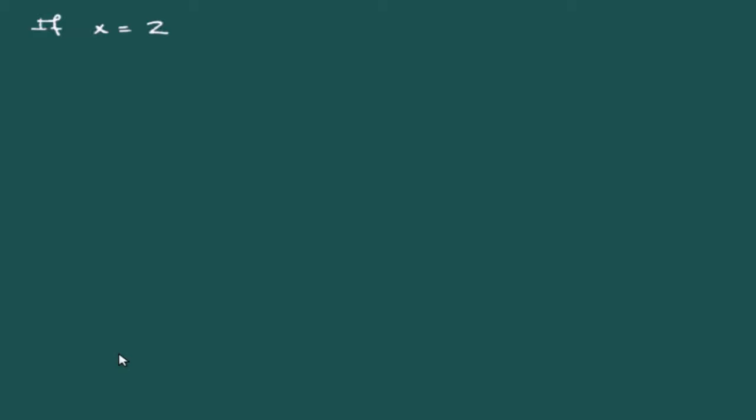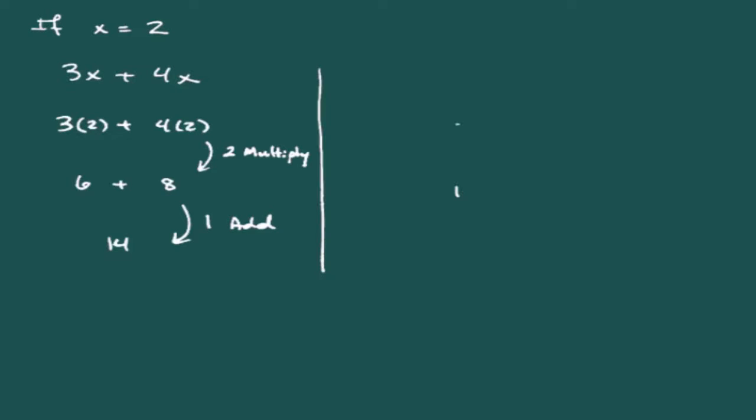So again, if we let x equal 2, we get a pretty dramatic difference in how we evaluate things. If we look at what happens in the first case, before we did any simplification, we had 3x plus 4x, we had 2 multiplications, the 3 times 2 and the 4 times 2, then we had 1 addition with the 6 plus 8 to get our answer of 14.